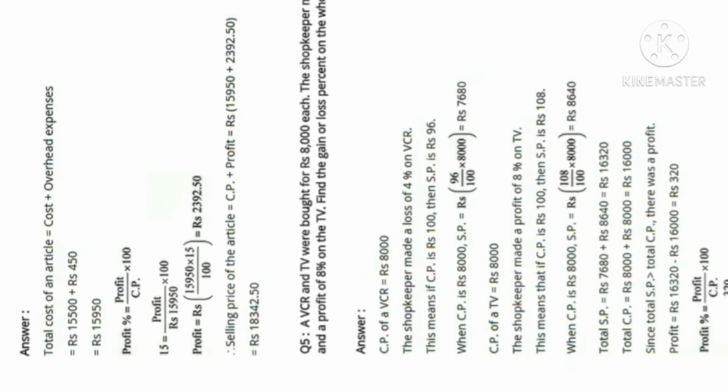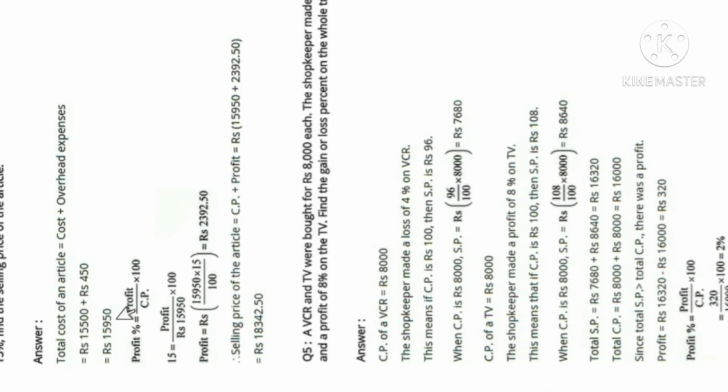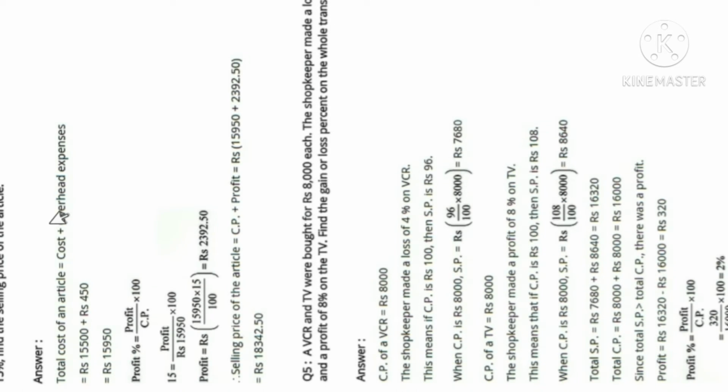Now question number 4. The cost of an article was rupees 15,500, and rupees 450 were spent on its repairs. If it is sold for a profit of 15%, find the selling price of the article.